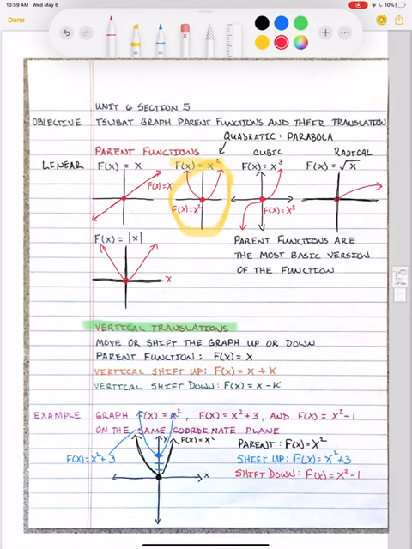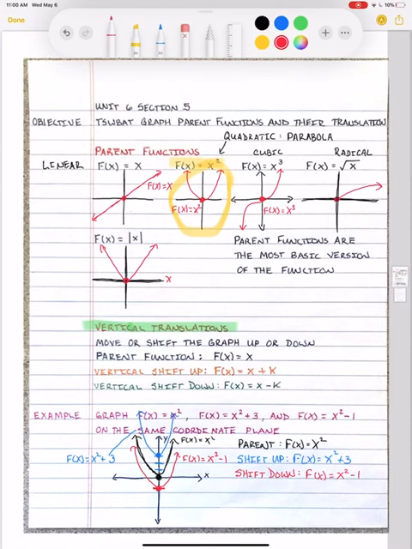Now I need to shift it down. It says -1. So I have to go from the black dot down 1 space. That's where my dot is now. And I'm going to draw a U going in the positive direction. And then I'm going to label f of x equals x squared minus 1. All right, so this is vertical shifts of the parent function f of x equals x squared.